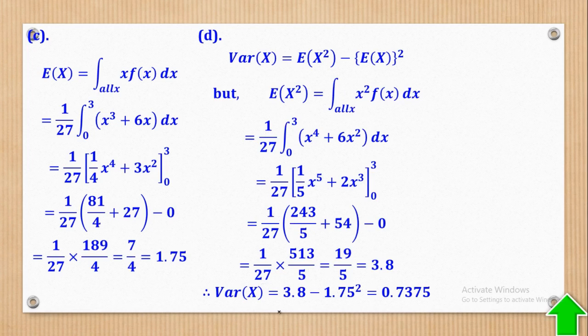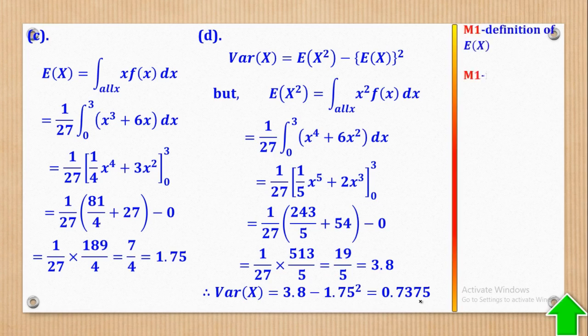Now next is to use a calculator. When I use a calculator, this gives me 0.7375, 1.5 to 4 decimal places. So basically that's what they wanted. Now let's see how marks can be awarded.